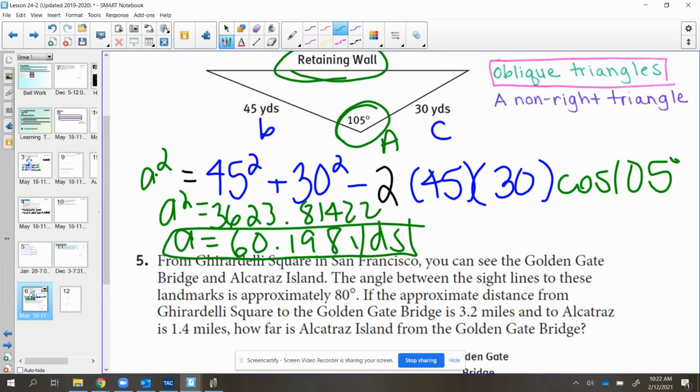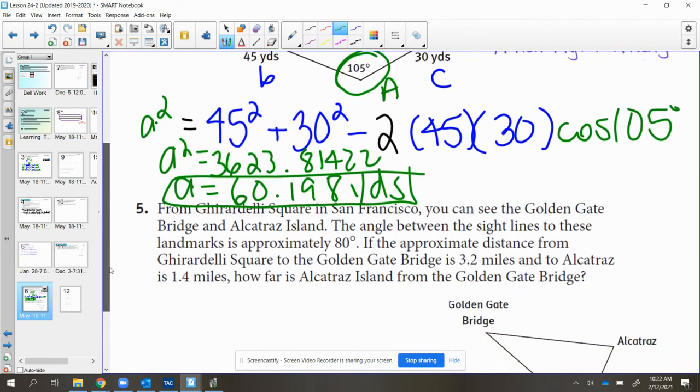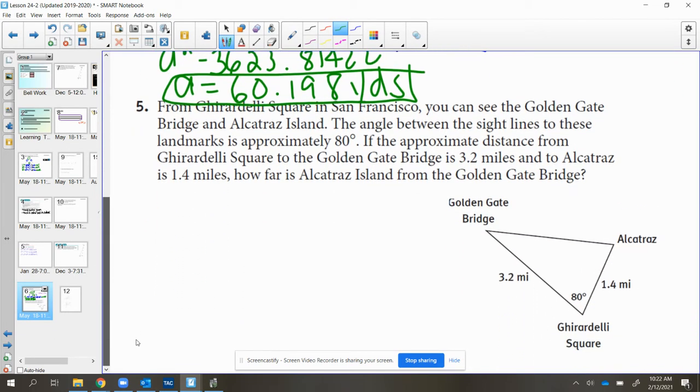Okay, now we can also use this to help us figure out the distance in number 5, the distance between the Golden Gate Bridge and Alcatraz Island, right? So that's near Ghirardelli Square. So if you were escaping from Alcatraz and swimming to the Golden Gate Bridge, how far of a swim are you going to need to do? So try that one on your own.